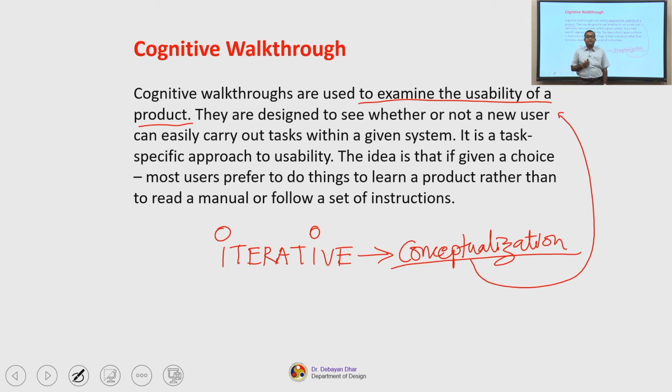a given system. It is a task specific approach to usability. Always remember that cognitive walkthroughs, or any walkthroughs, are a task specific approach to usability. The idea is that if given a choice, most users prefer to learn a product by doing things rather than to read a manual or follow a set of instructions.